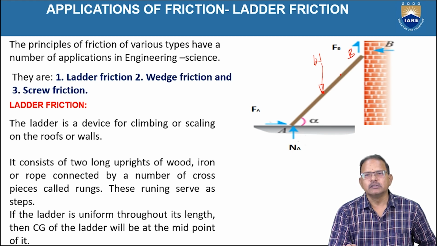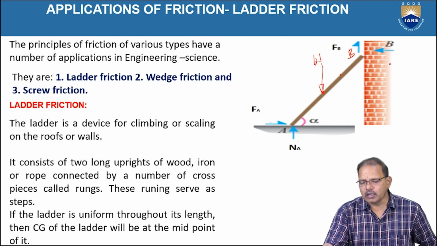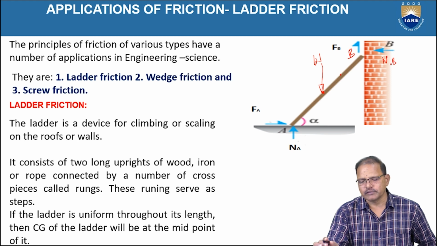W is representing the weight of the body. At point B, the friction force is there now. The B end tends to move in a downward direction, so the friction force acts in the upward direction. And the normal reaction at B, that is NB, is perpendicular to the contact surface.